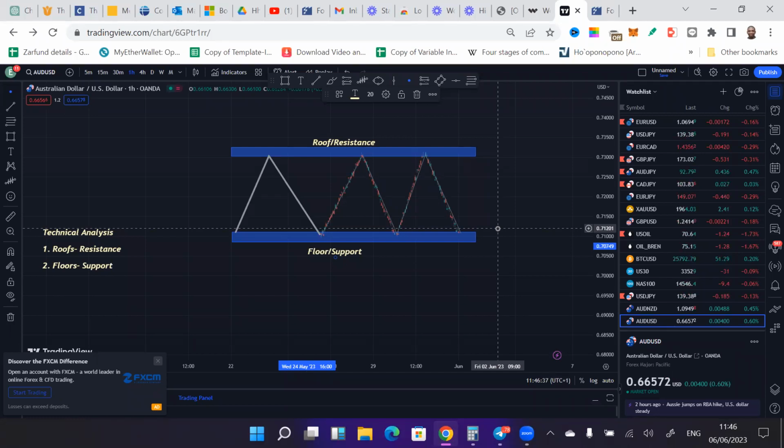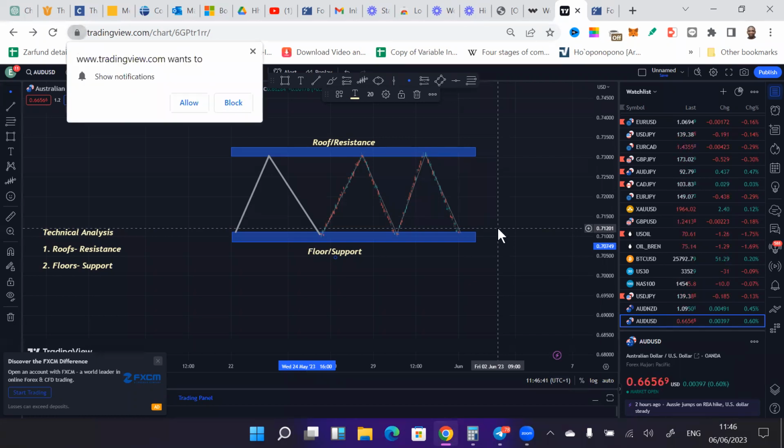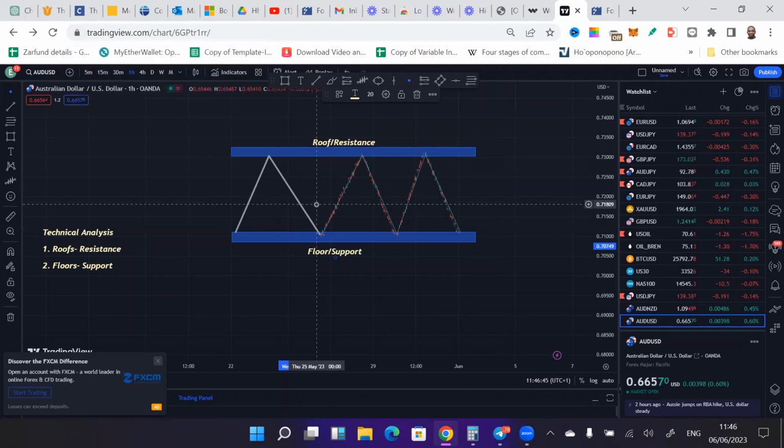So when you understand this, like I said, this is what technical analysis is based on. This is the basis of technical analysis: the roof and the floor, the support and the resistance. Now, there are several other things beside it, but eventually, as we go deeper and deeper, you will understand that everything is about roofs and floors.